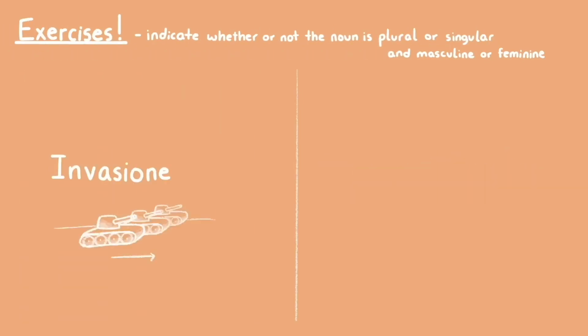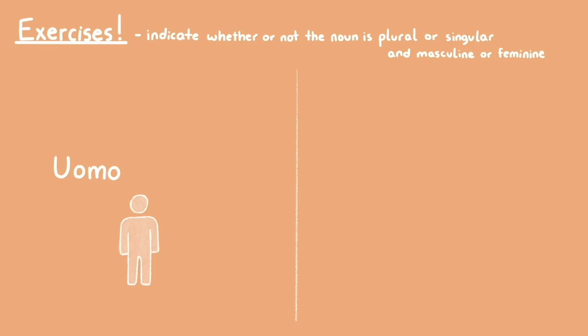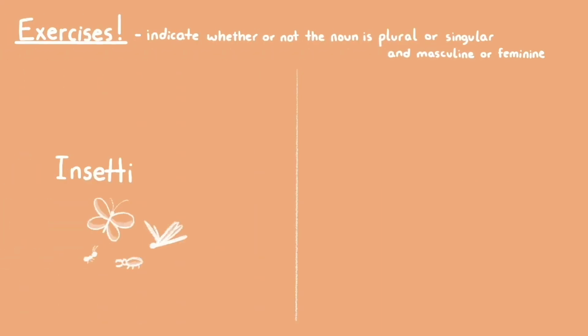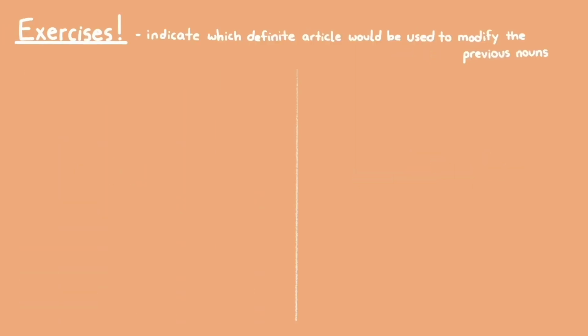Invasione, singular, feminine. Uomo, singular, masculine. Insetti, plural, masculine. For the second half of the exercises, please indicate which definite article would be used to modify the previous nouns from the first half of the exercises.